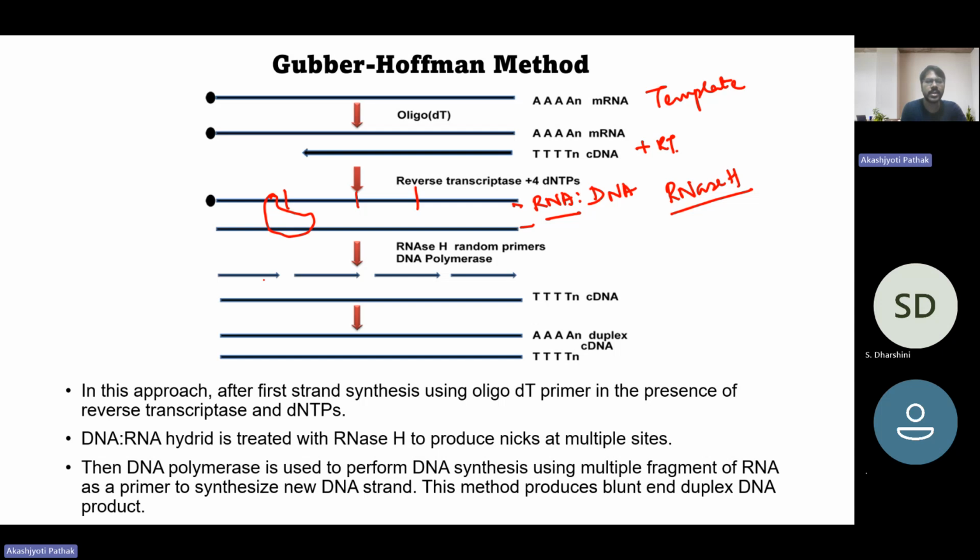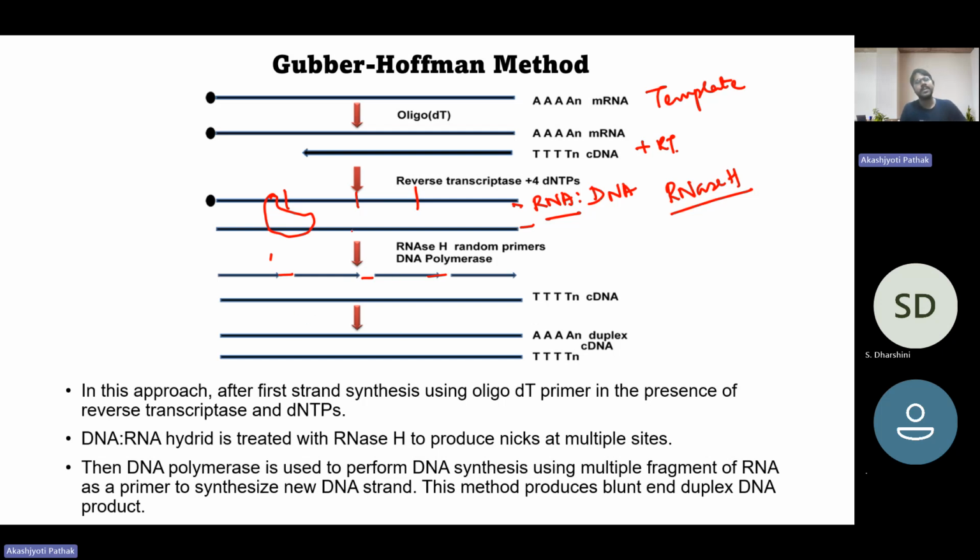Once you add this Klenow enzyme, the break that has been created can be ligated again. This Klenow enzyme will polymerize these broken DNA strands in the 5' to 3' direction, and a new DNA strand will be produced.